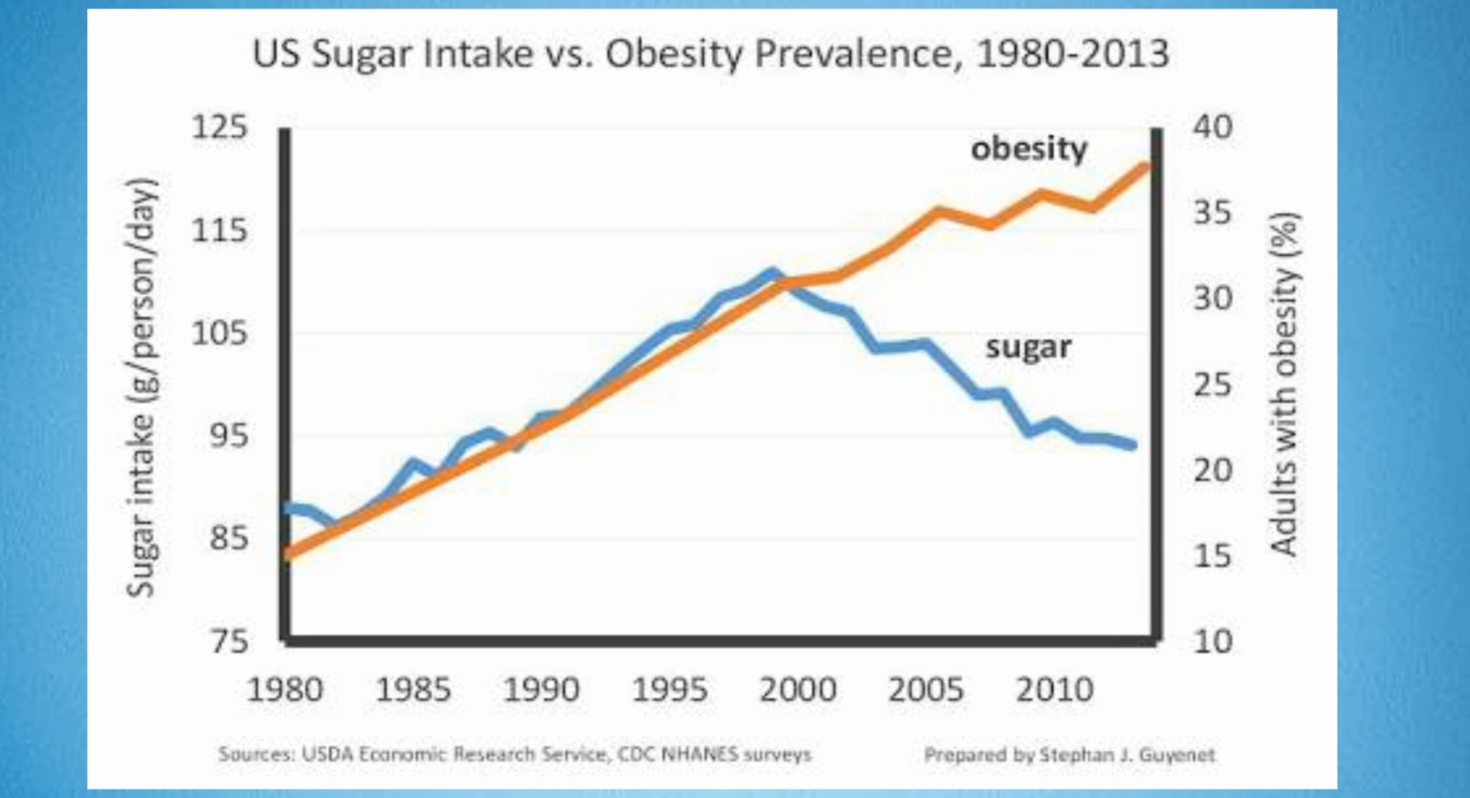This line graph shows the US sugar intake versus obesity prevalence from the year 1980 to the year 2013. From the image, it can be seen that obesity has been on the rise. It can also be seen that up until the year 2000, sugar intake has been on the increase, but then from that point onwards started to decrease. Lastly, one can conclude that obesity is going to constantly increase regardless of sugar reduction intakes.